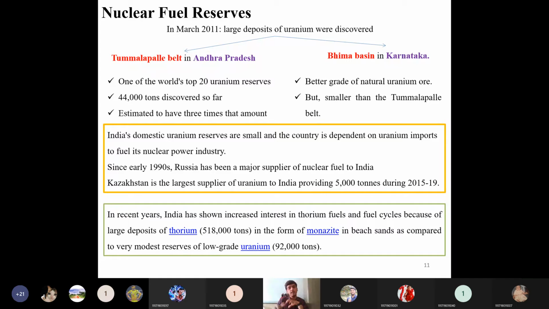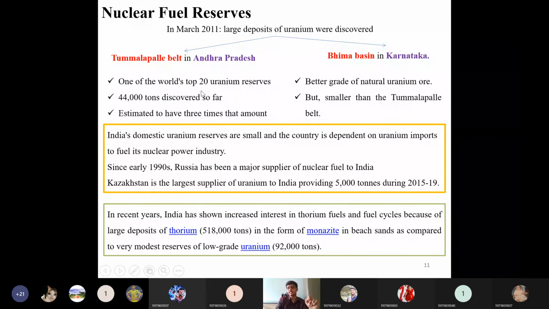So in India, where are these nuclear mines located? Okay, there are two huge mines in India. One is in Andhra Pradesh, another one is in Karnataka. In Andhra Pradesh, it is the Tummalapalli belt. Okay, in the Tummalapalli village, that is called the Tummalapalli belt, it is located. And the Bhima basin, which is in Karnataka, is the other one.